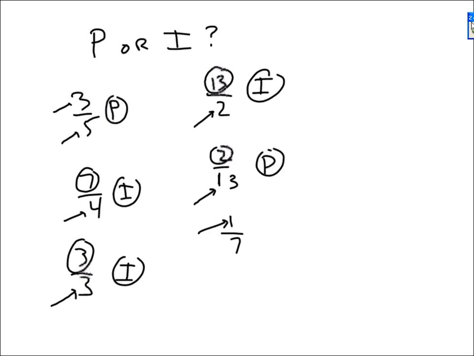The top number is smaller than the bottom number. That's what makes it proper. If the top number is not smaller than the bottom number, that is, it equals the bottom number or is greater than the bottom number, then we call it improper.